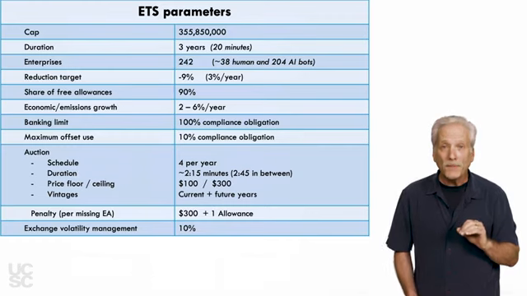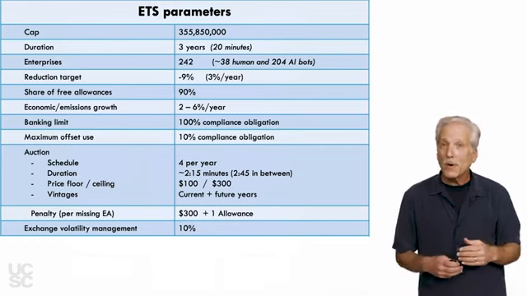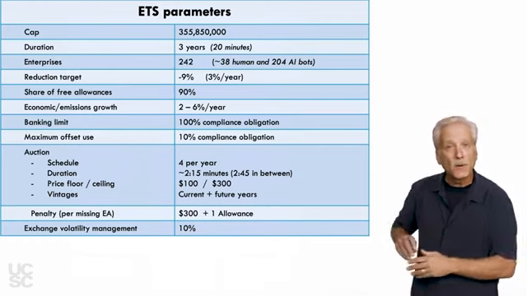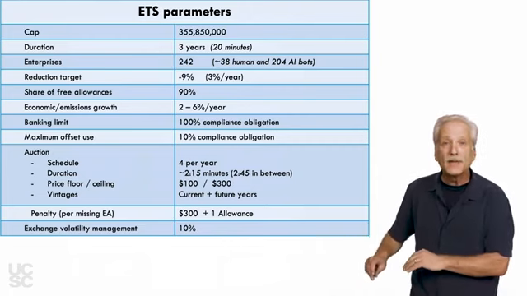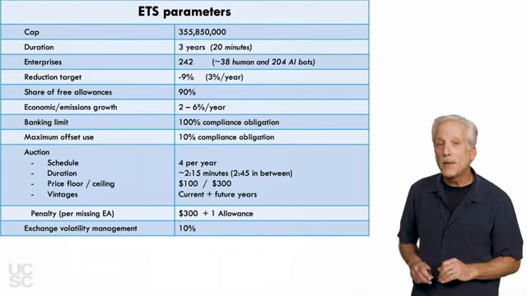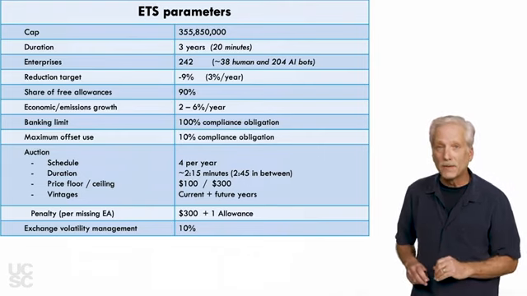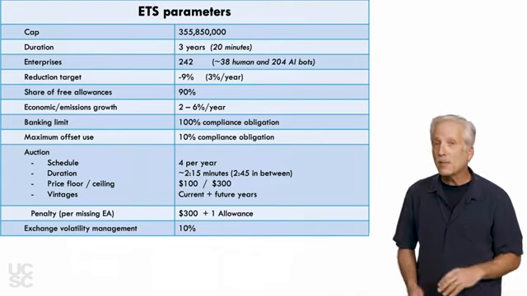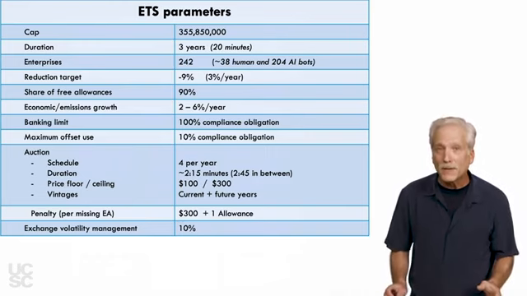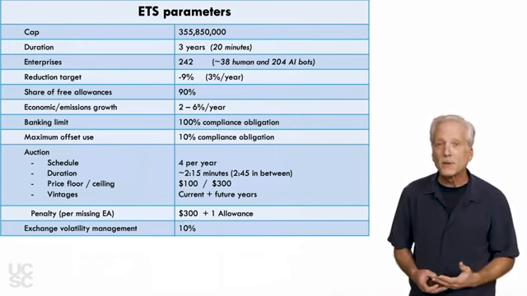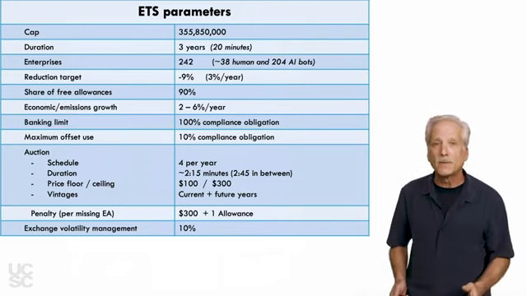You also can use offsets in this simulation. Offsets, remember, are tons of emission reductions that are created outside of the cap-and-trade program, right? You can satisfy 10% of your compliance obligation with offsets. In other words, if your compliance obligation is 1 million tons, you can use 100,000 tons of offsets to satisfy your compliance obligation. The rest have to come from allowances.